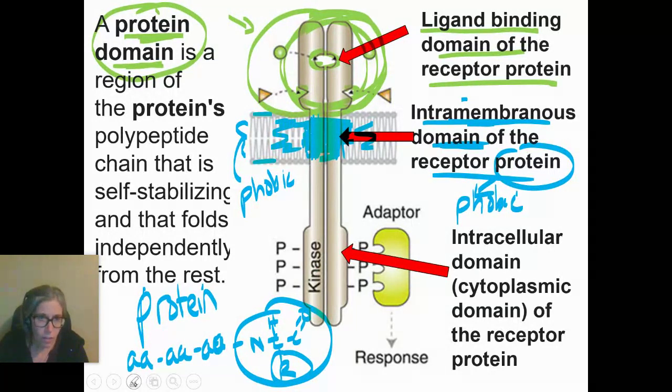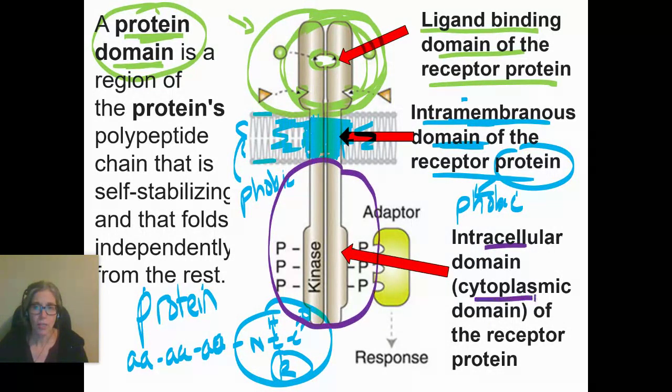And then there's the intracellular domain, the part that's inside the cell. That's this part. A lot of times they're going to call this the cytoplasmic domain. It's the part of the protein that's actually facing the cell, that's inside the cell. And that part has some part of it that does something. Often it's an enzyme. Sometimes there's a tube that lets something through. But you're going to need to be able to determine the differences between the different parts.